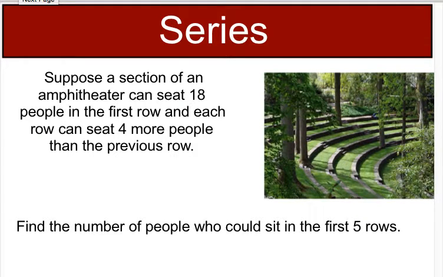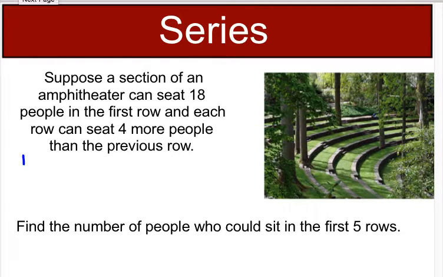First thing here we have, it says series. Suppose a section of an amphitheater can seat 11 people in the first row, and each row can sit 4 more people than the previous row. Find the number of people who could sit in the first 5 rows. Okay?